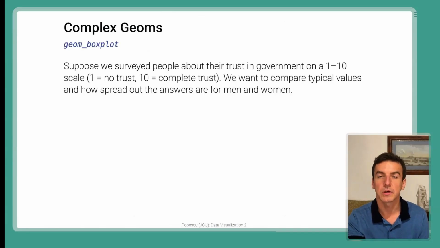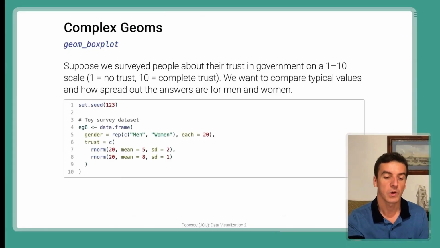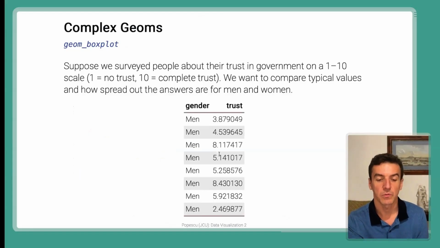Okay, so let us look at an example of a complex geom. So geom box plot. Once again, let's remember an example that we used previously. Let's imagine that we survey a group of people, men and women, about their trust in government. We would like to know the typical values and how spread out the answers are for men and women. Once again, this is our data set, EG6. We have men and women, and we have 20 observations for each. This is, for example, what our data looks like.